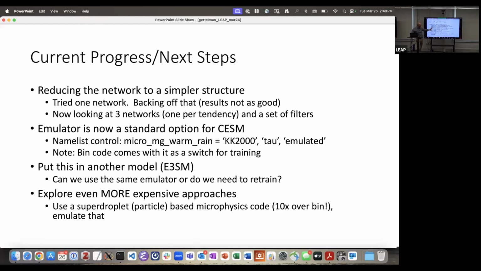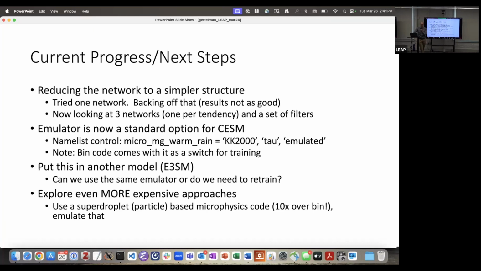So that is going to get released in CESM 3 as an option. It's not going to be used as a standard configuration of the model, but it will be available. I'm about to go put this in another model, into E3SM, into a different but related microphysics scheme. We reuse that KK2000, as we said, in many different climate models. Can we actually train an emulator in CESM and throw it into another climate model? Will that work?